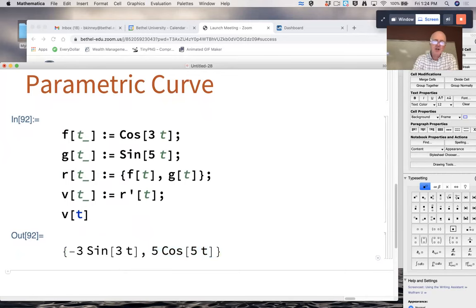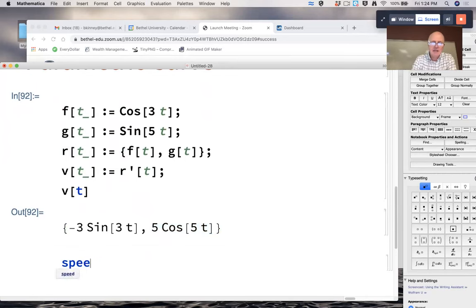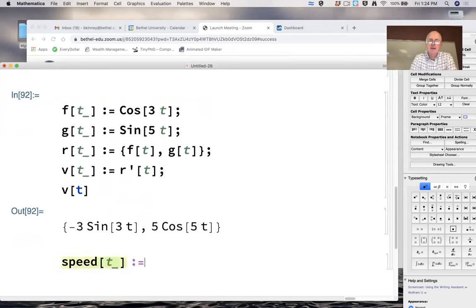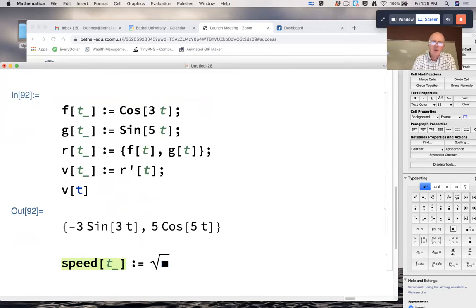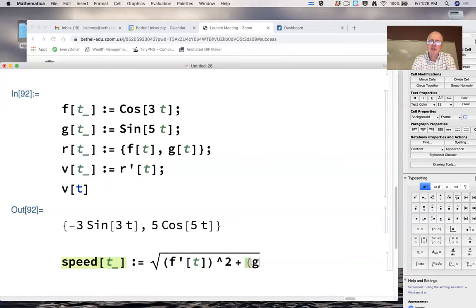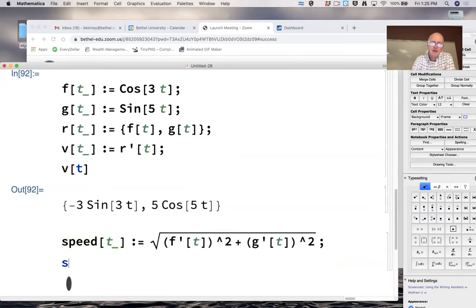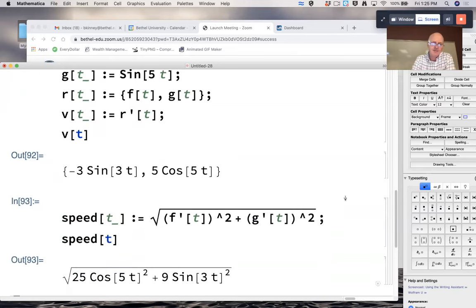That means the speed function, speed of t, is, remember from a week ago or something, square root of f prime of t squared plus g prime of t squared. That's the same as the length of the velocity vector. What is its formula? It's that. Why? Well, f prime is this. Square that, get 9 sine 3t squared. G prime is this. It put them in the opposite order. Not a big deal.